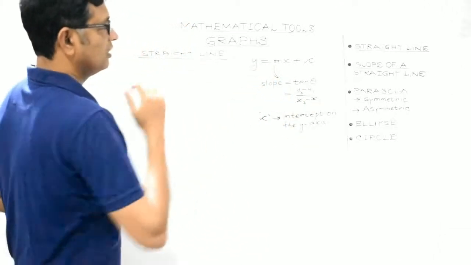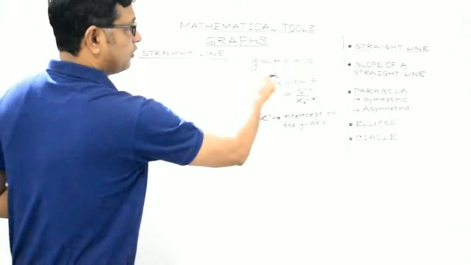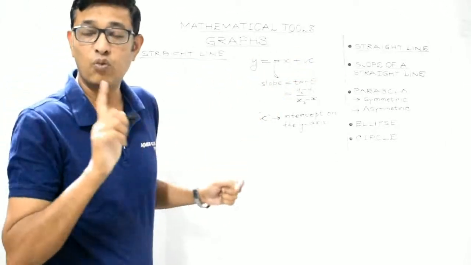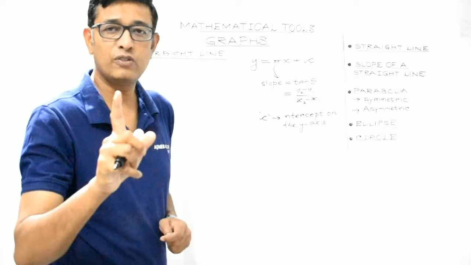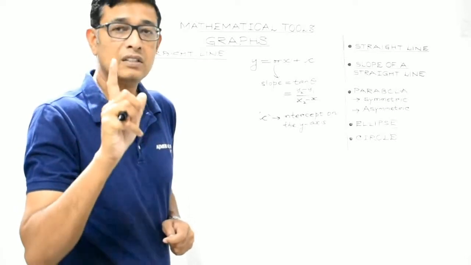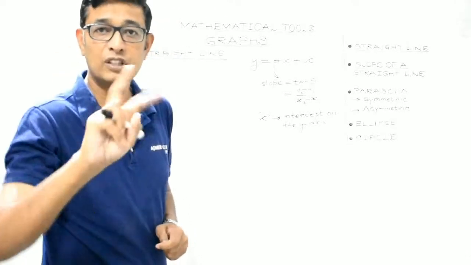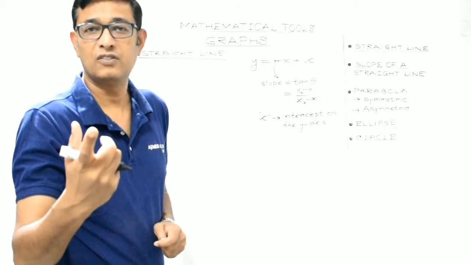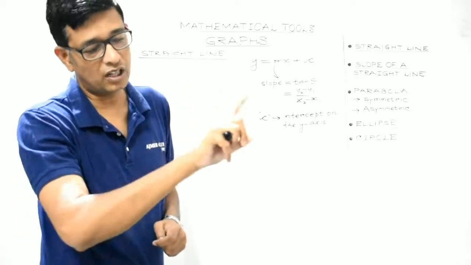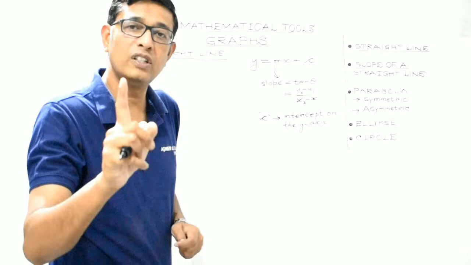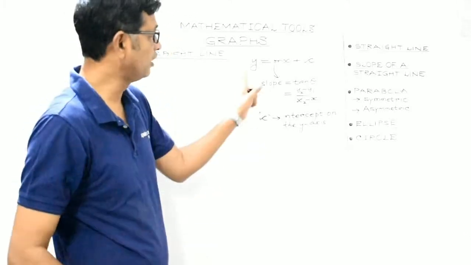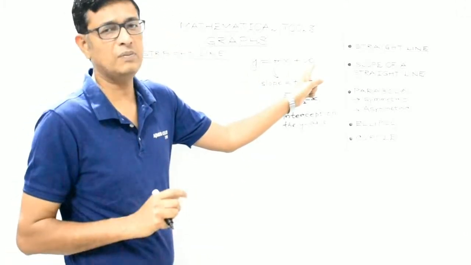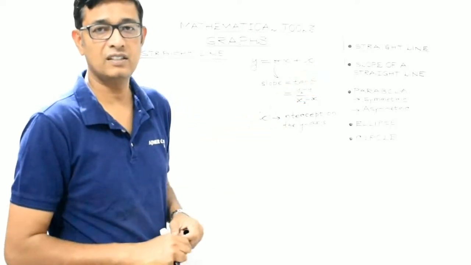So coming back to this, the degree of the equation is 1. Whenever the degree of a polynomial with two variables is 1, then if you plot a graph between those two variables, it should always be a straight line. So the degree of this equation is 1. That's the mandatory condition for a straight line, right?